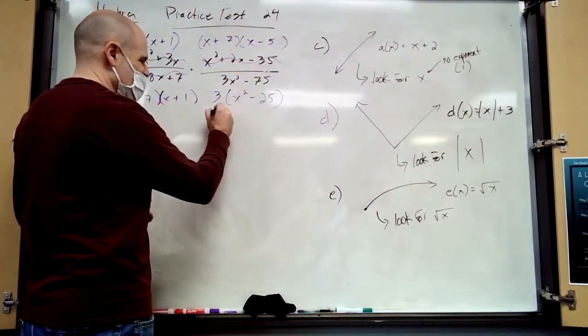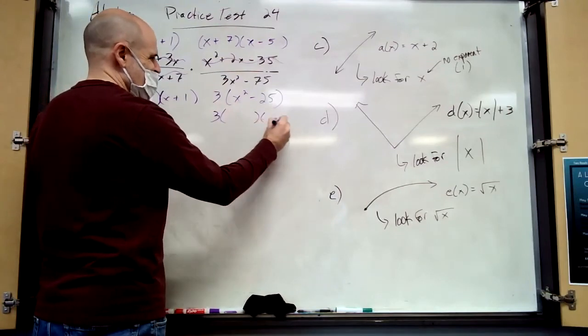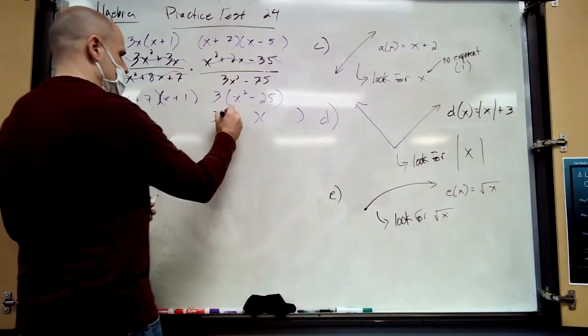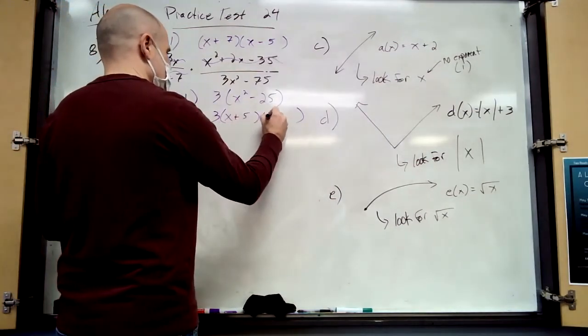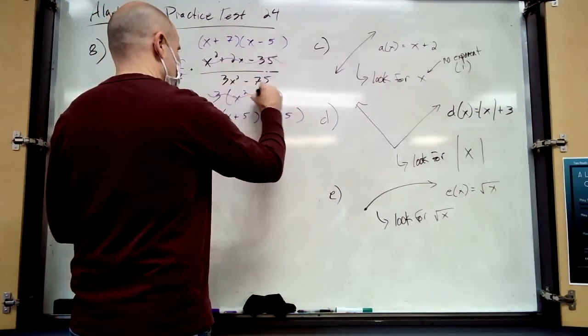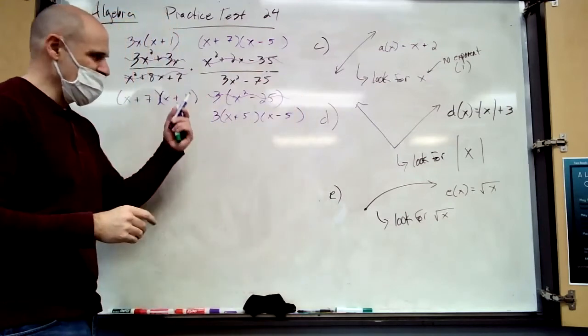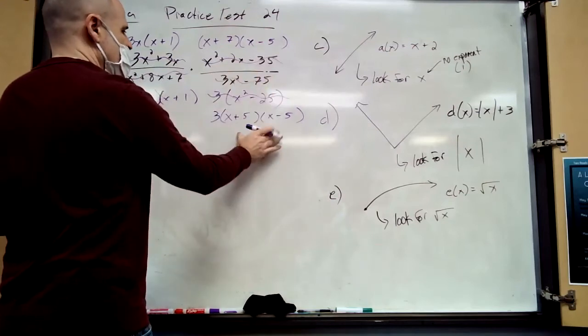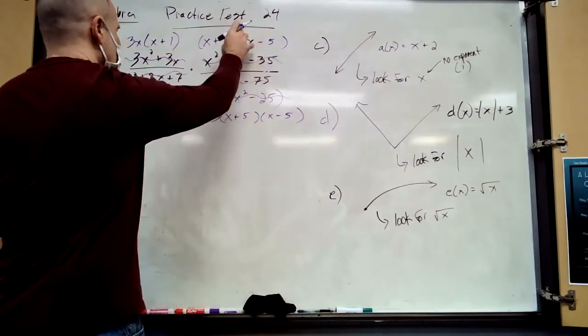So how do you factor that? Can you do x plus 5 and x minus 5? X plus 5, x minus 5. Good. And I'm going to even cancel that out. Or not cancel it out, but I don't want to be confused by it anymore. This is my new denominator. This is my new numerator.